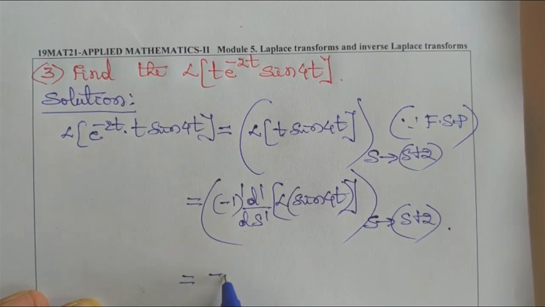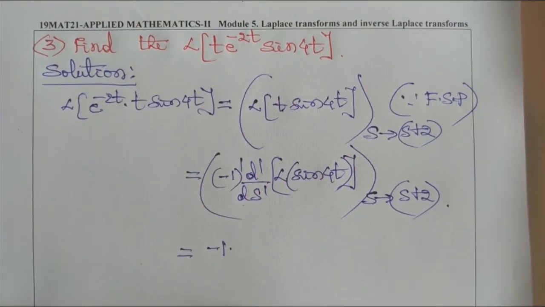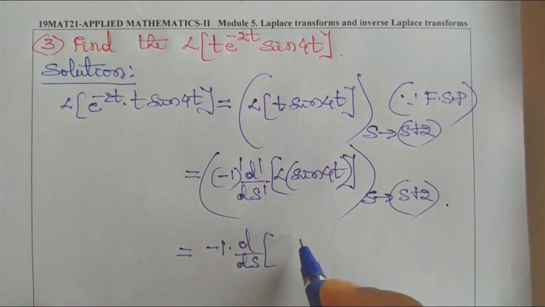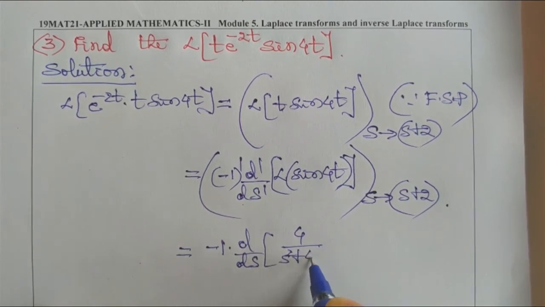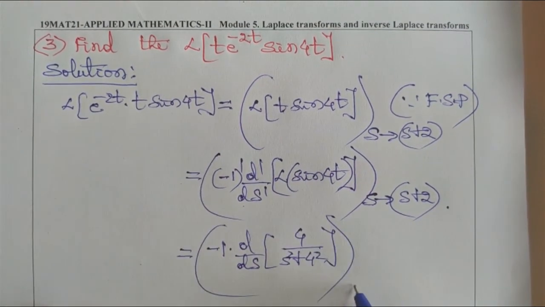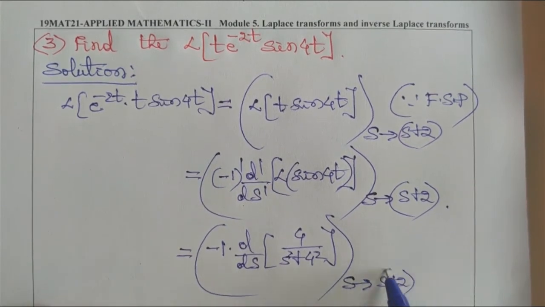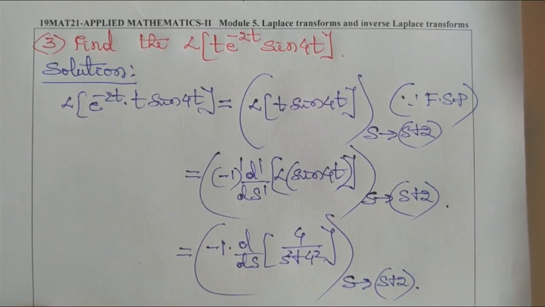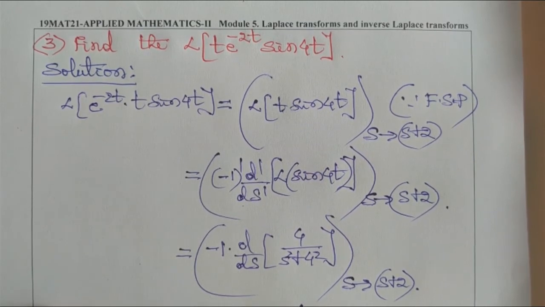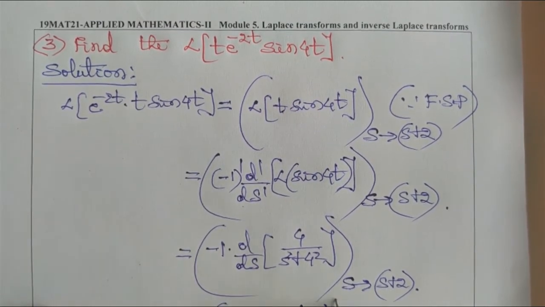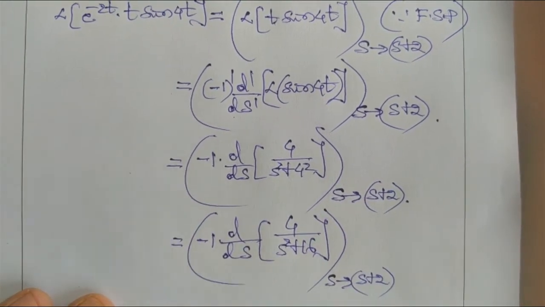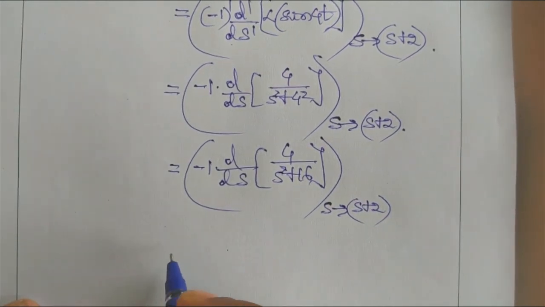Now minus 1 to the power of 1 is minus 1 only. D by ds of Laplace of sine 4t, which is 4 divided by s square plus 4 square, where s tends to s plus 2. So minus 1 into differentiation of this one. Simplifying first, 4 divided by s square plus 16, where s tends to s plus 2.